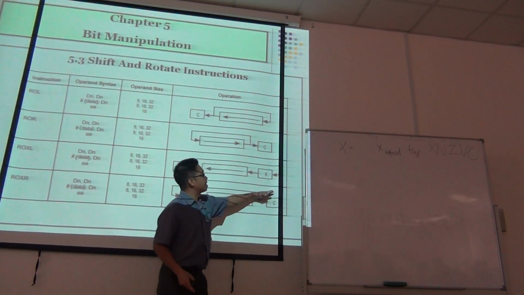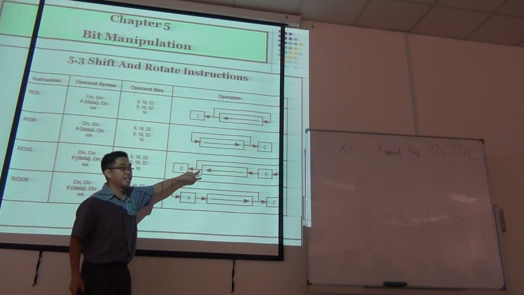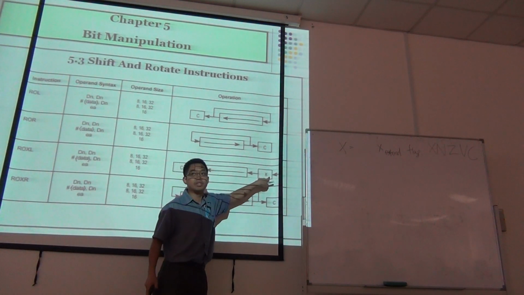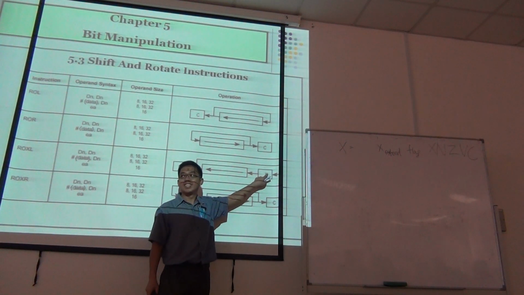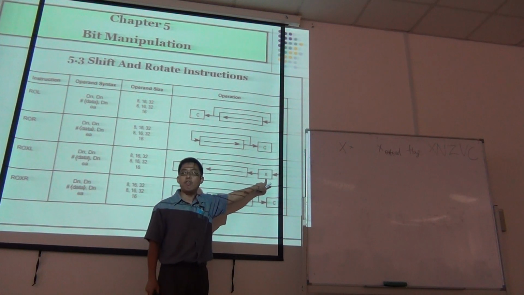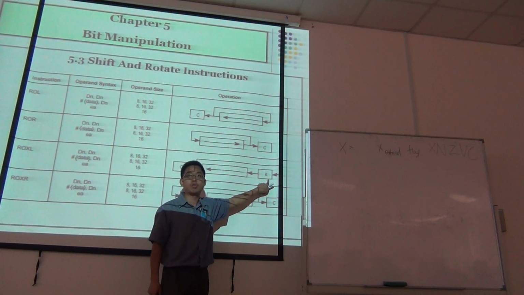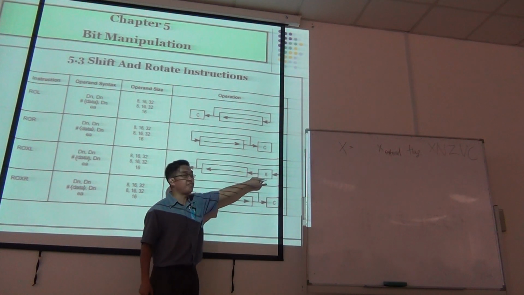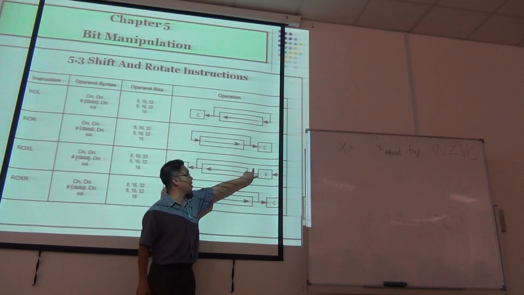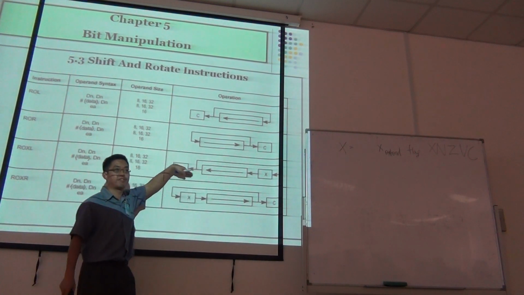It will rotate accordingly like this. So from the MSB, it must go to the X first. You need to know the contents of X by default, whether it's 1 or 0. So from this value, it will go to the register, and then it will shift.